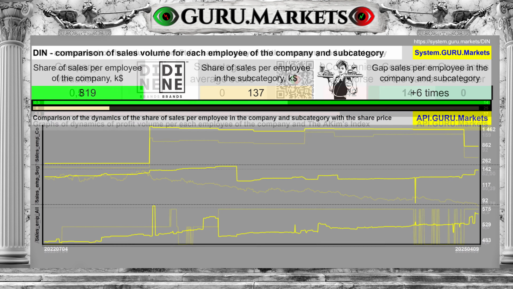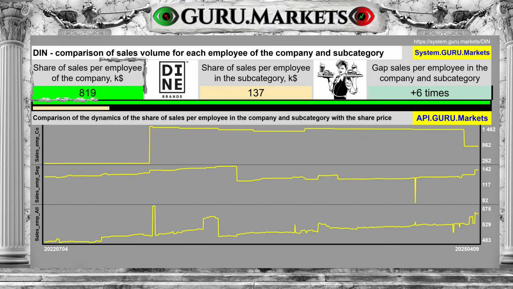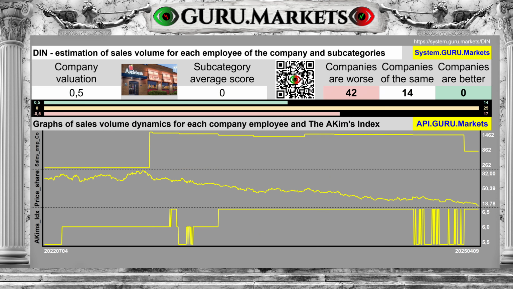The share of sales per individual employee of the company is $819,000. In the subcategory, $137,000. The difference between the subcategory average and the company's performance is 498%. Estimation of the share of revenue per employee in comparison with indicators in the subcategory: good, 0.5 points.